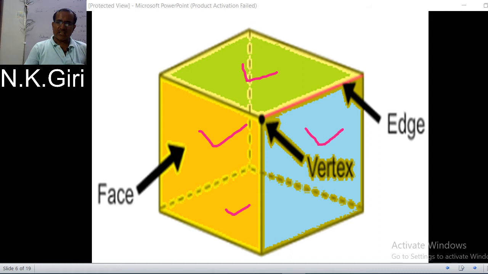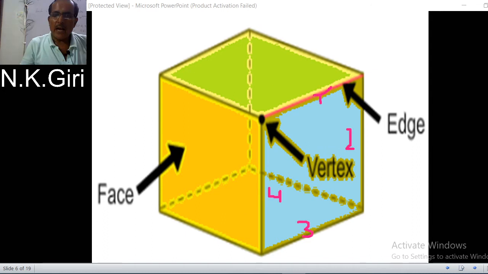Now edges. These are the edges. This is 1 edge, this is 2, this is 3, this is 4, this is 5, this is 6, this is 7, this is 8, 9, 10, and it is 11. These are 11 edges.